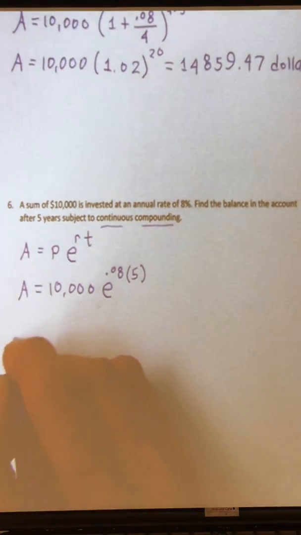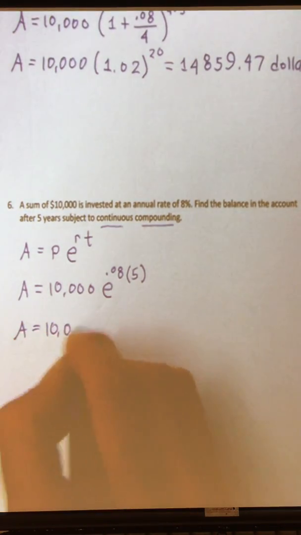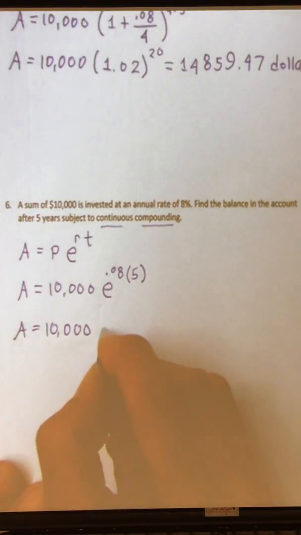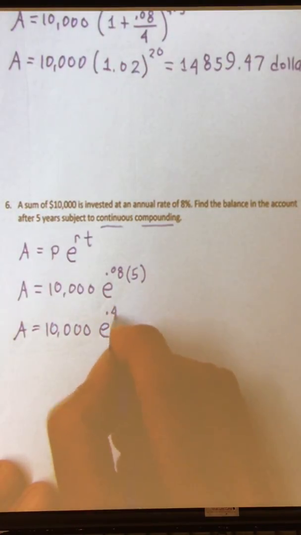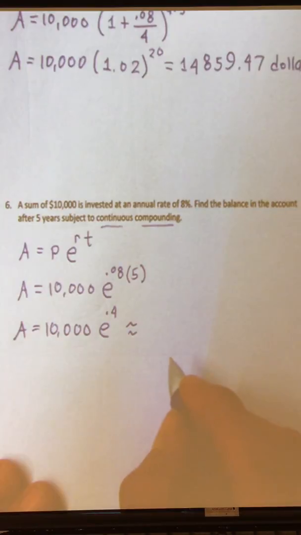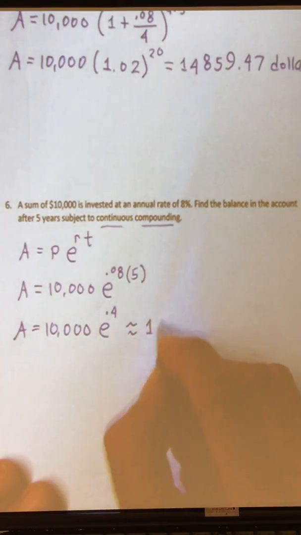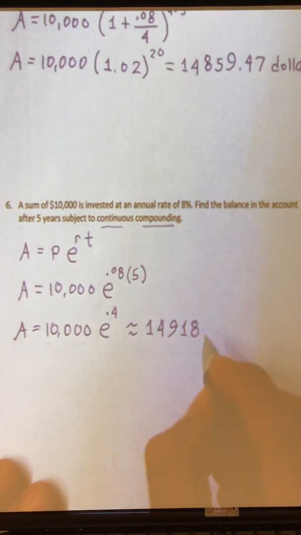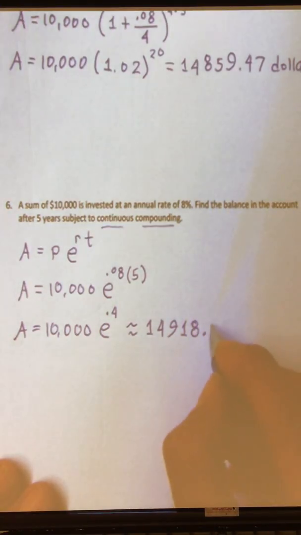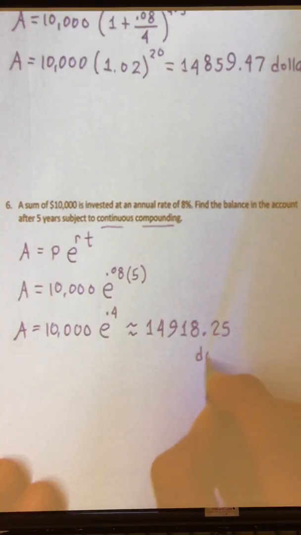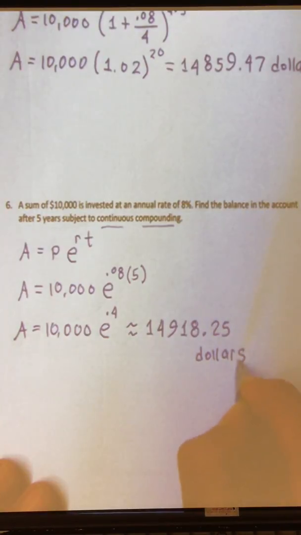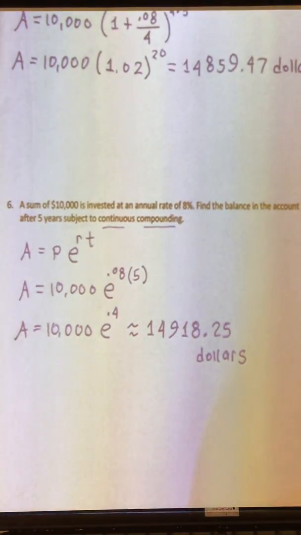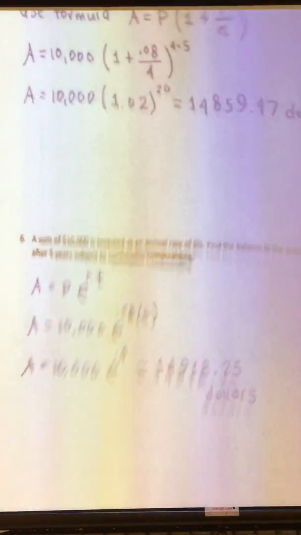So working out some of the arithmetic here, 10,000. This will give us e to the 0.4, and again, rounding to nearest cent will give us $14,918.25, and that's in dollars. And again, rounded to the nearest cent. Okay, well, that concludes the exercises for set 4.1.